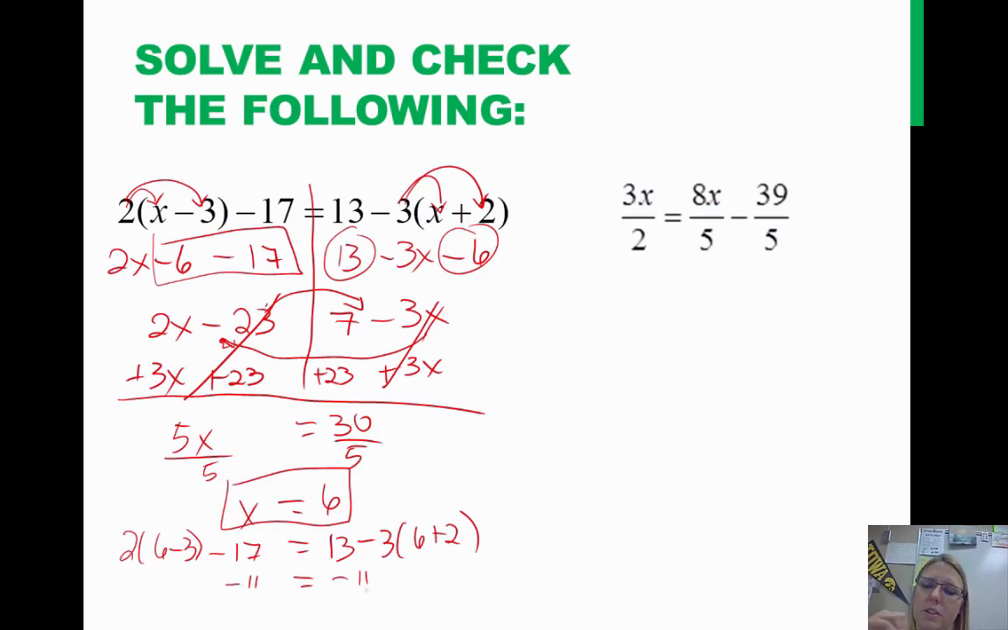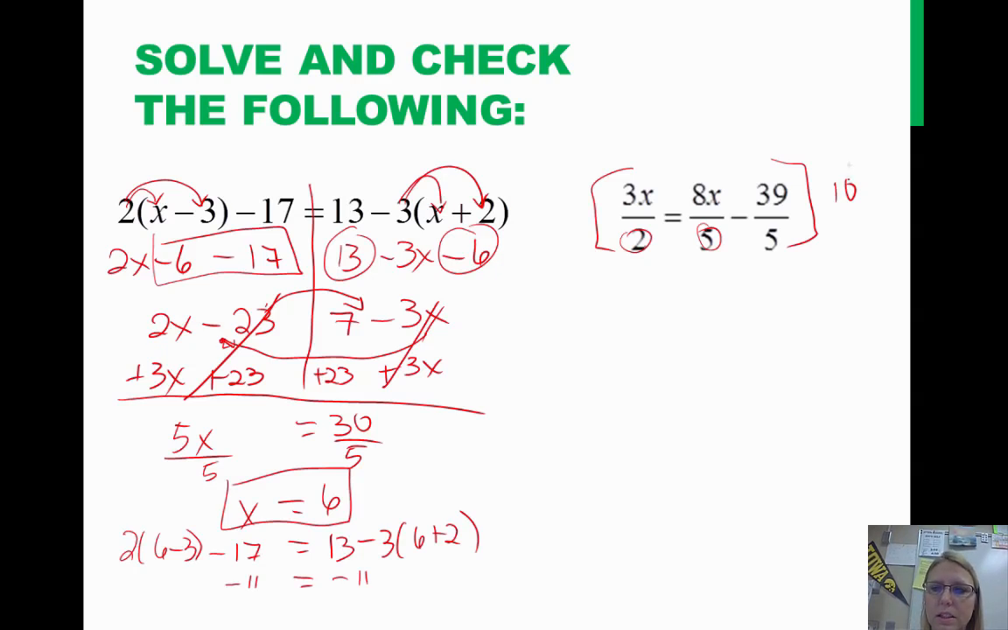Now here we have fractions, and I know that I hate dealing with fractions, so I can only imagine that you guys would hate dealing with fractions. So let's get rid of them. And the best way to do that is to find a common denominator. Here we have a 2 and a 5. So let's multiply the entire thing by 10. Because when we do that, that will get rid of the fraction.